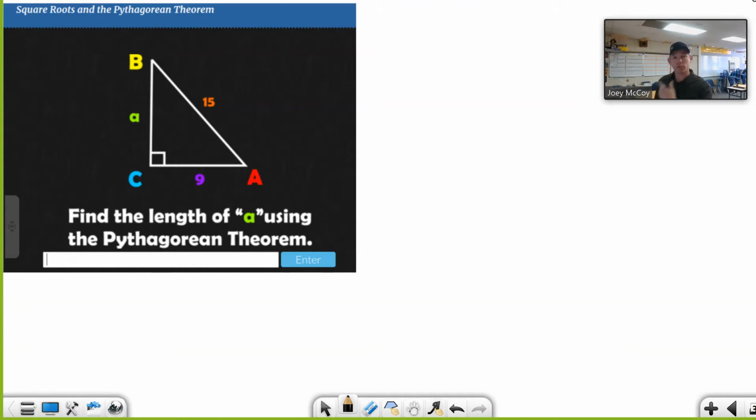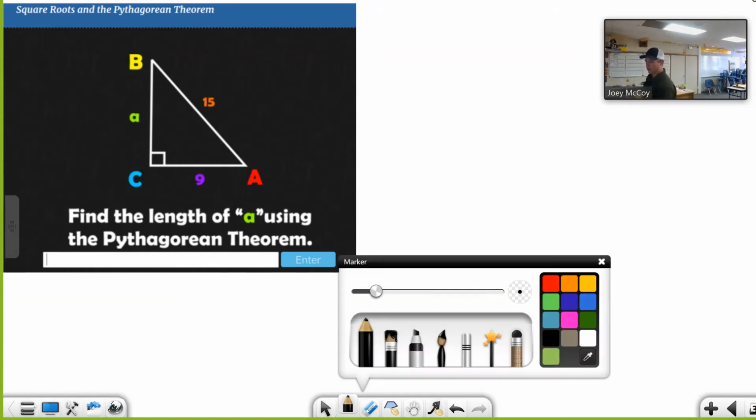Okay? So I want you to notice right now that I have a triangle that has small, medium, and large sides. Now one of the things that we learn about the Pythagorean Theorem is that the area of, let's go ahead and draw this out a little bit.